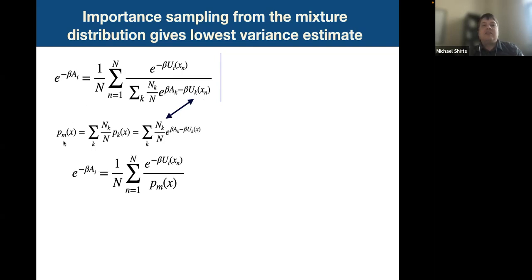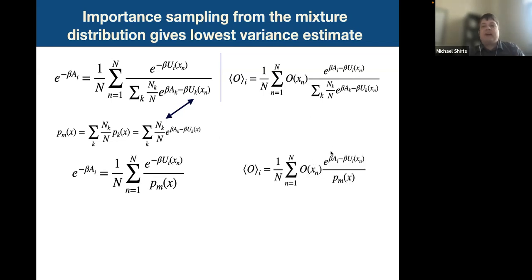So this is just doing the same importance sampling that we did before, where there we just had one distribution above and one distribution below. We've still got one above and one below, but now the one below, instead of being described by e to the minus beta u, is the sum of all these probability distributions. So if you can do importance sampling for one distribution, you can do it for multiple distributions. And then for the observables, you get the same weights out. It's just reweighting from the mixture distribution.